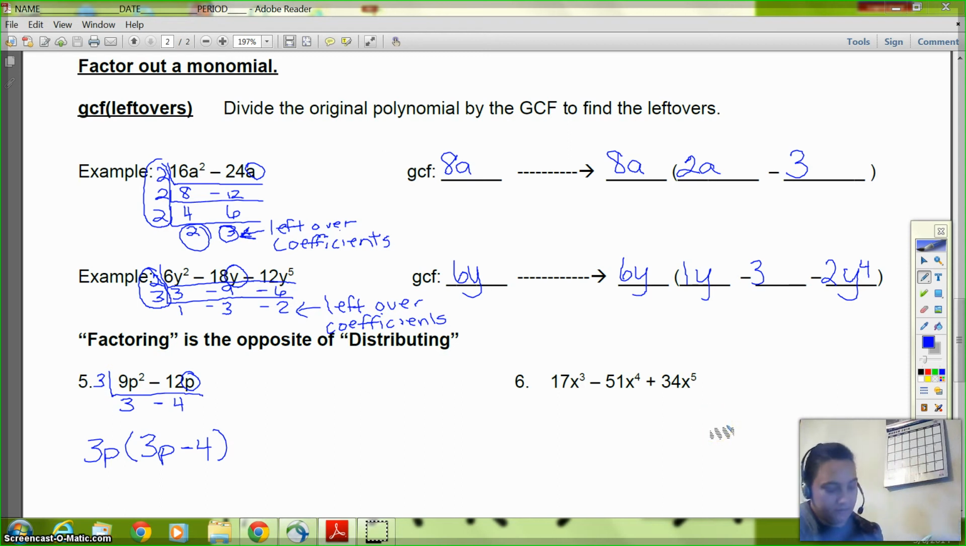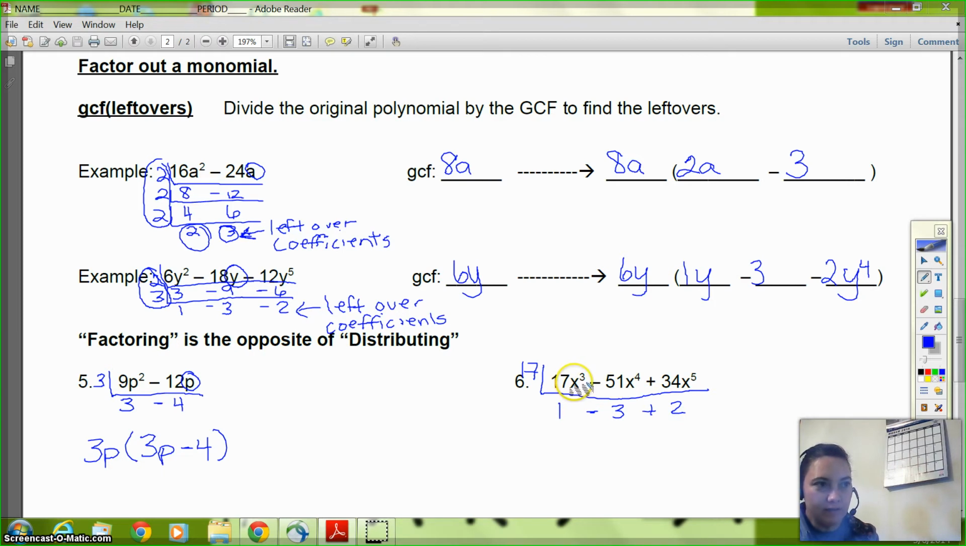Okay, number 6, I'm going to start out with my ladder method. I see 17 as a prime number, so I'm not going to start with 2 and 3 and 5 and move on. I'm going to go ahead and start with 17 because I know 17 goes into all three coefficients. So that leaves me with 1 left, minus 3 plus 2.